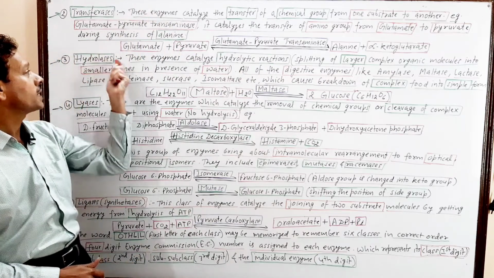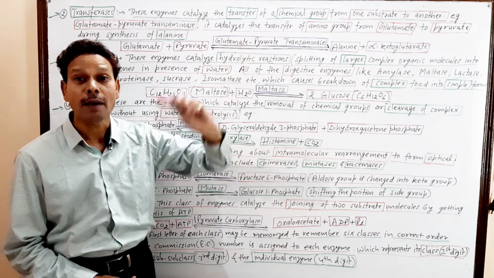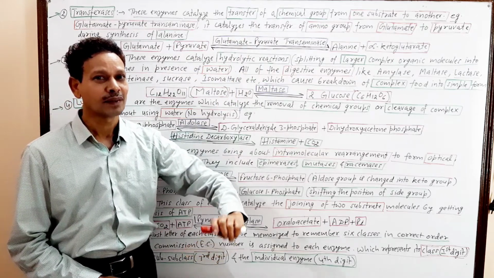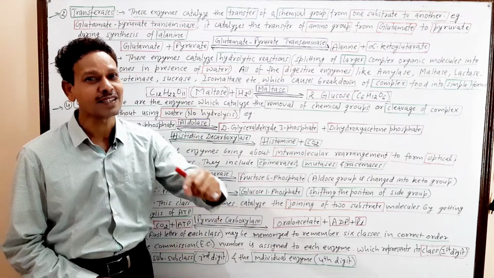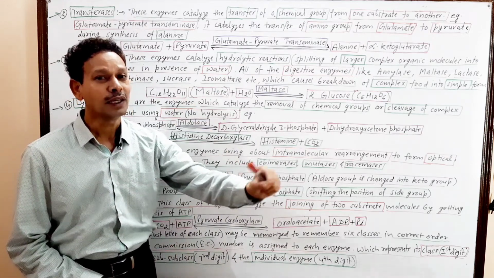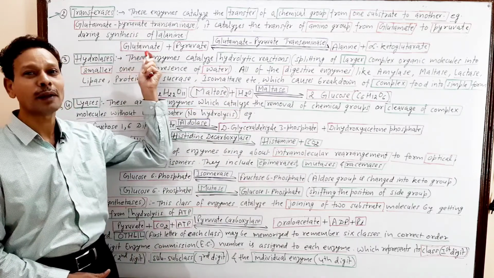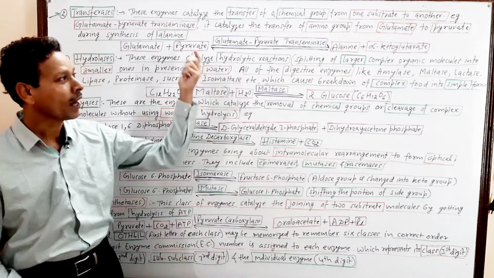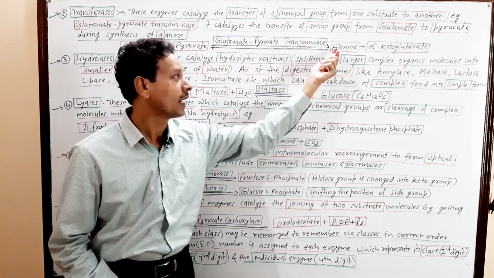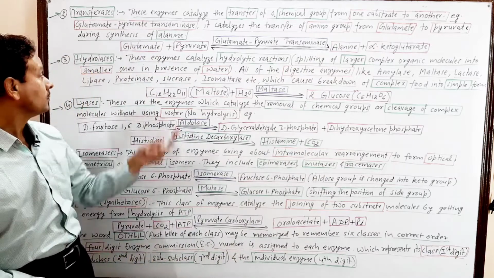An example of transferase is very clear: glutamate pyruvate transaminase. The enzyme transfers the amino group from the substrate glutamate to pyruvate, and the products formed are alanine and alpha ketoglutarate.